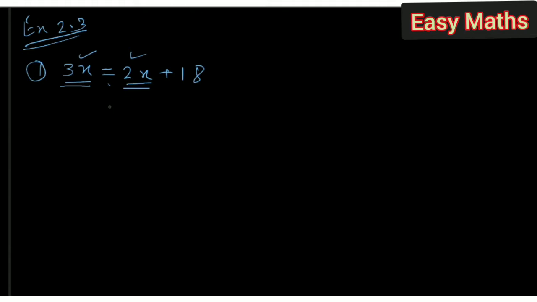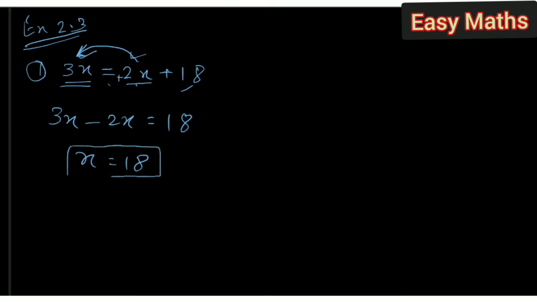So now what we should not do is add this 2x and 18 and write 20x, otherwise it will be wrong. They are unlike terms, we cannot add them. So we have to take like terms to one side. So 3x remains as it is. This plus 2x goes to the other side, it becomes minus 2x. And the final answer we get is x is equal to 18. 1x means x. So this is the final answer.